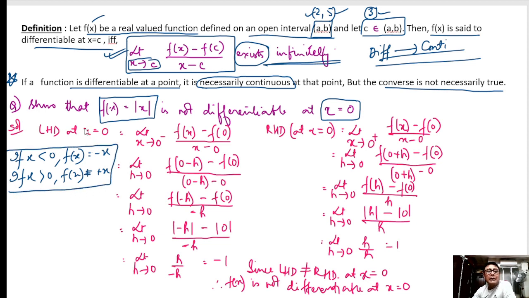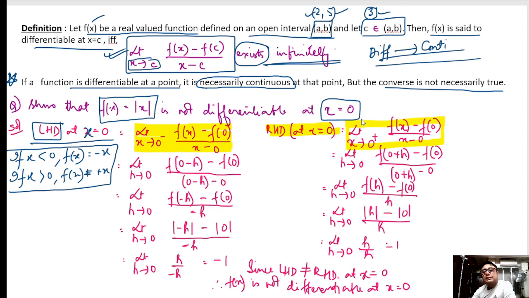So first we are testing the left hand derivative at x equal to 0. Please see how to write it. The left hand derivative at that point is limit x tends to 0 minus. If you are checking at 0, it is 0 minus. And how to check the right hand derivative at x equal to 0? This is the way to write it.